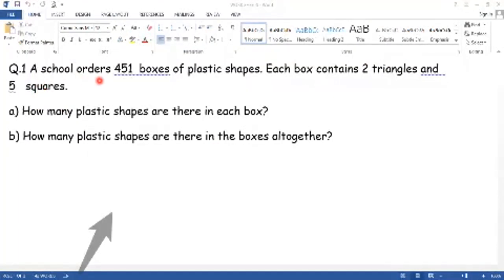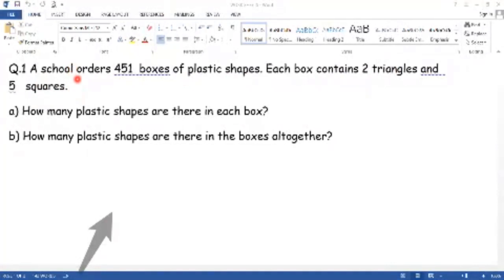A school ordered 451 boxes of plastic shapes. Each box contained two triangles and five squares. Okay, this is a word problem. As I told you, whenever you read any word problem, simply translate this whole word problem in your mind in an easy way, or even translate it in Urdu in your mind, that what they are asking you and what they are telling you.